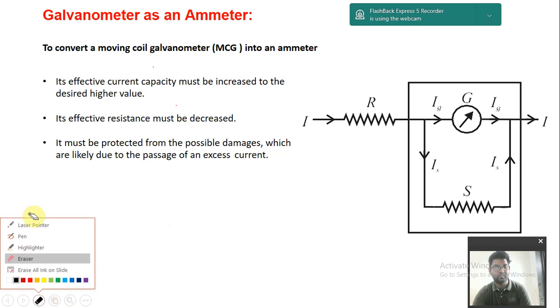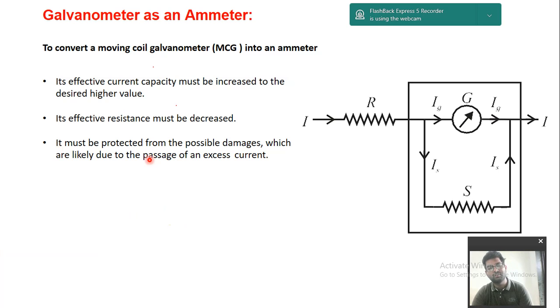So ultimately the resistance will be decreased, and the galvanometer must be protected from the possible damage likely due to the passage of an excess current. So excess current should not pass through this galvanometer. So we have arranged this shunt resistance. The shunt will serve three purposes. First, it will decrease the effective resistance. Second, it will not allow higher current to pass through the galvanometer, because it will take most of the current. And third, it has increased the range of my galvanometer, because I can take more currents.